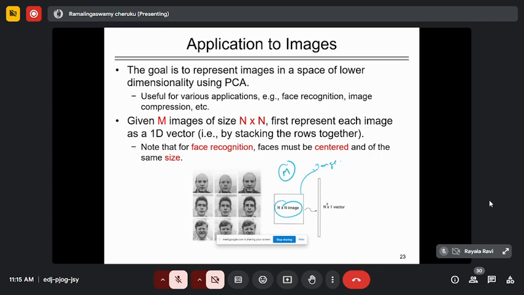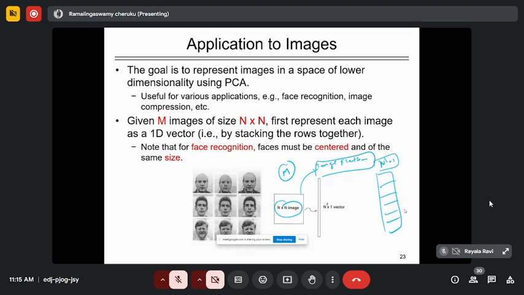This is called image. The flattening means I am converting it into an n square cross 1 single vector, which is a 1D vector consisting of n square cells. Note that for face recognition, the faces must be centered and of the same size.